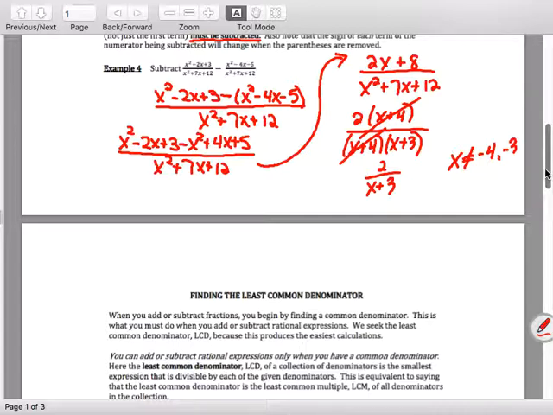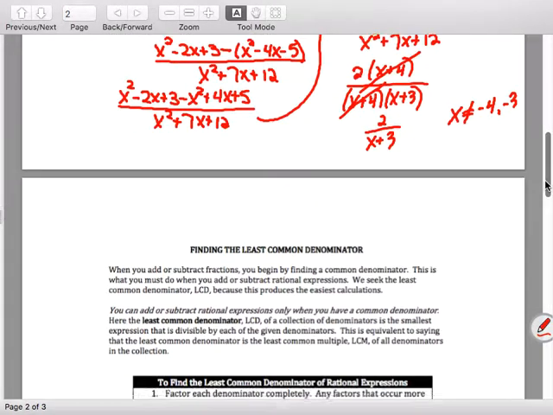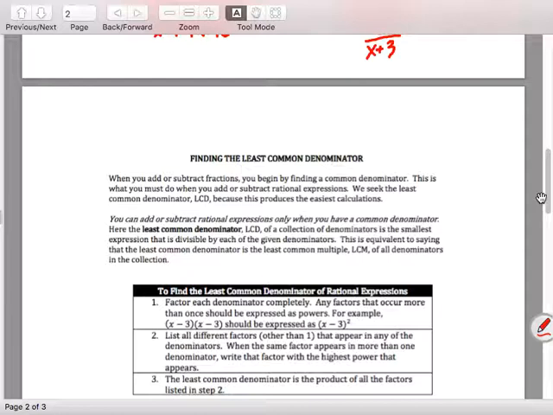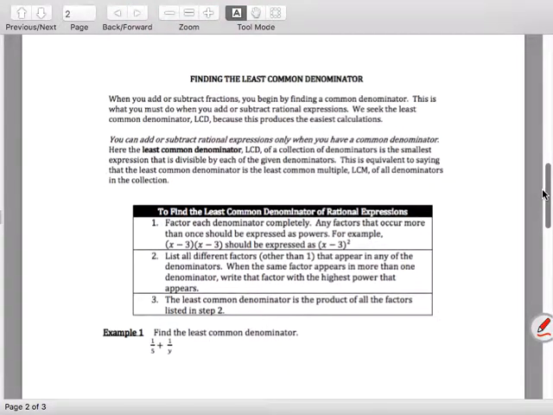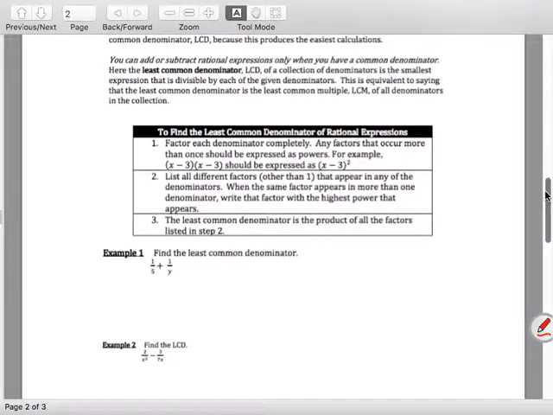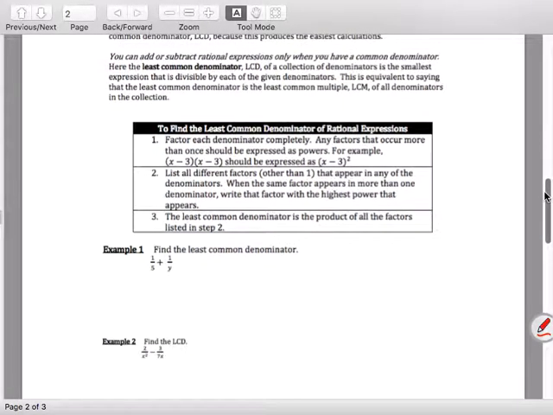When you add or subtract fractions, you begin by finding a common denominator. This is what you must do when you add or subtract rational expressions. We seek the least common denominator, the LCD, because it produces the easiest calculations. You can add or subtract rational expressions only when you have a common denominator. Here, the least common denominator, or LCD, of a collection of denominators is the smallest expression that is divisible by each of the given denominators. This is equivalent to saying the LCD is the LCM.